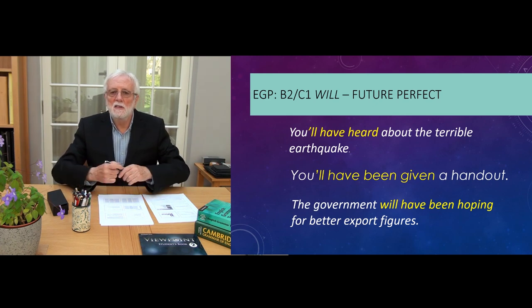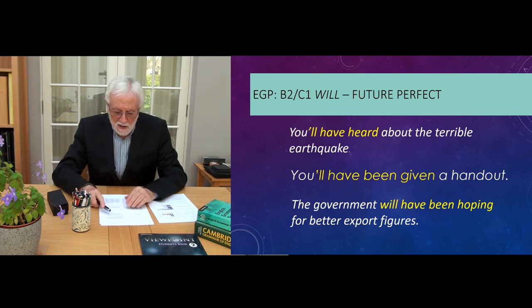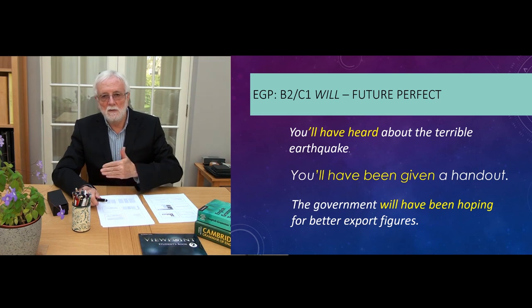And the interesting thing about these three examples is that all three of them refer to events that have already happened, not to events which are going to happen in the future. The earthquake has already happened, the handout has already been given, and the government has already been hoping for better export figures. So what we have here is the speaker or writer making an assumption about the present or even the past situation. So clearly this form, will have been and will have with the past participle, has quite a different function from looking forward to a point in the future.